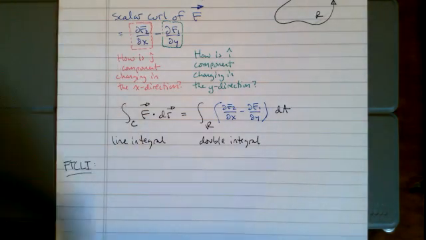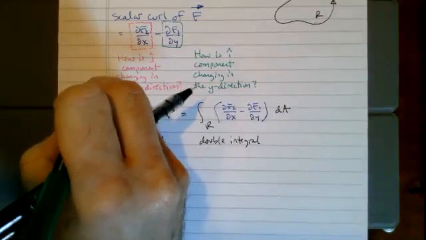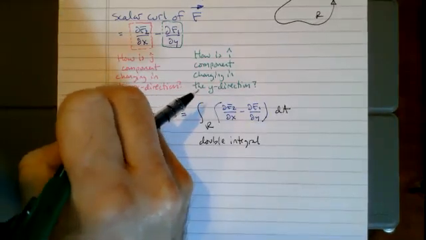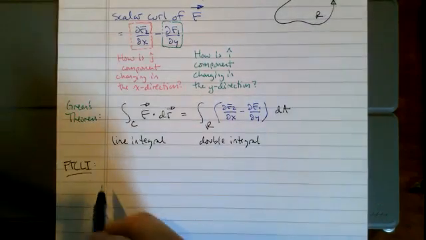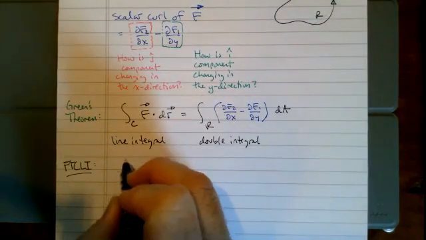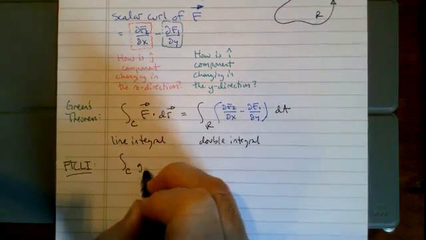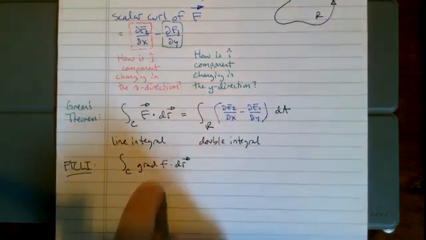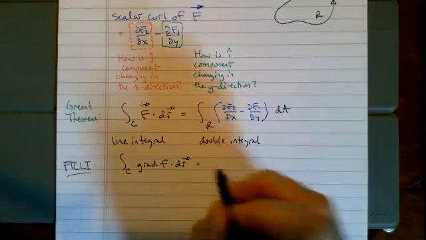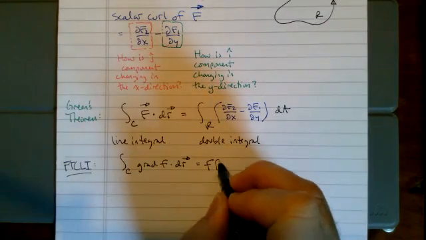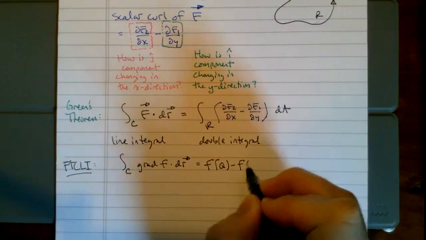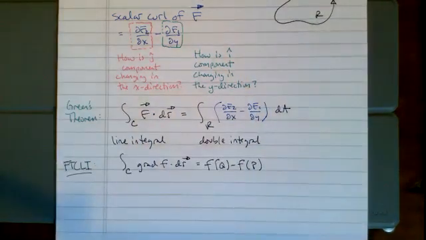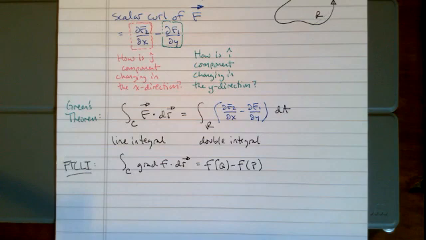So this is Green's theorem up here. The fundamental theorem of calculus for line integrals says the integral over some curve of the gradient of f dot dr. If our vector field is a gradient field, then we just look at the potential function evaluated at the endpoints of the curve. A line integral of a gradient field is just the difference in the potential function at the endpoints.